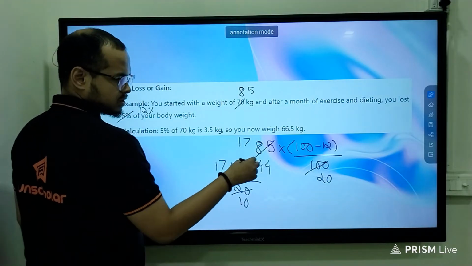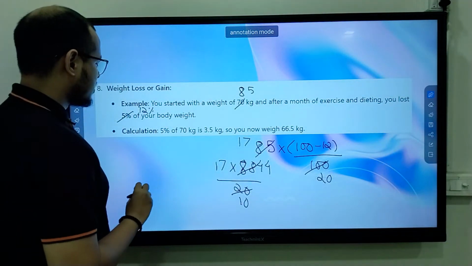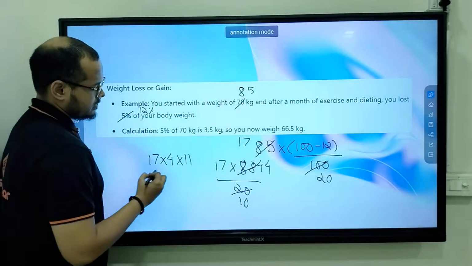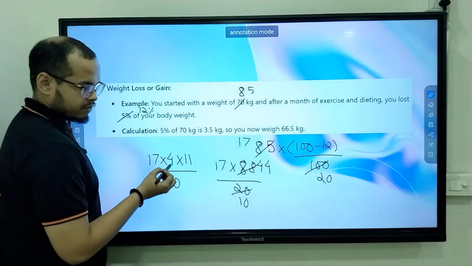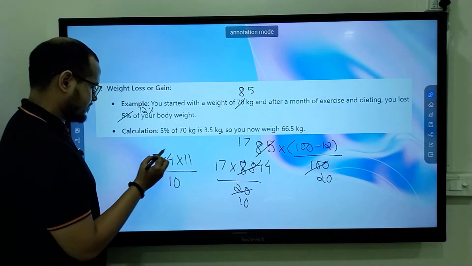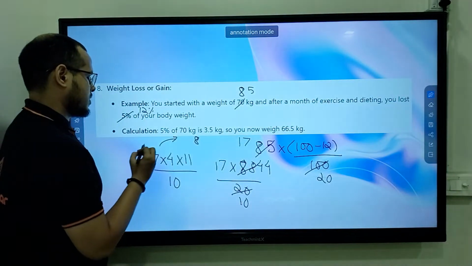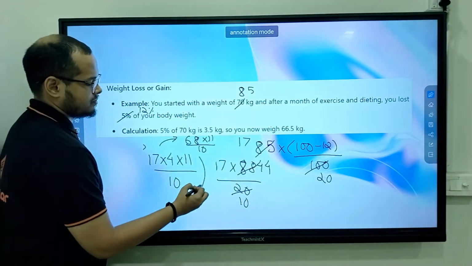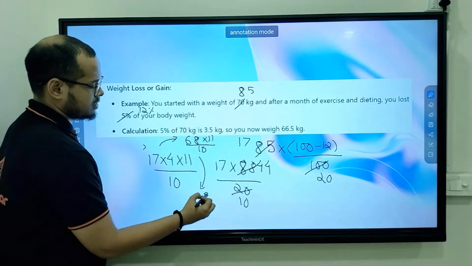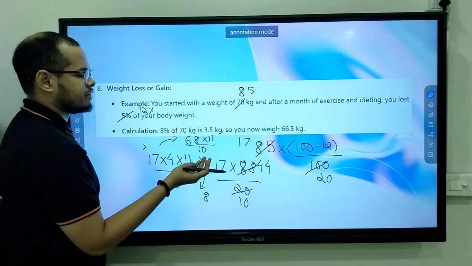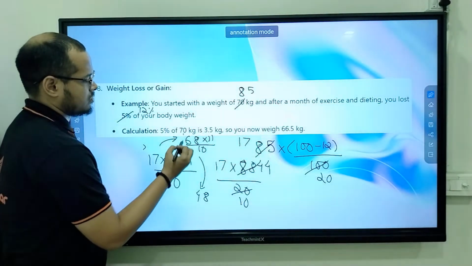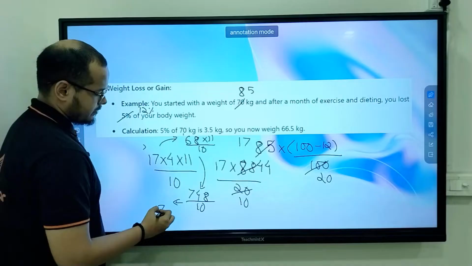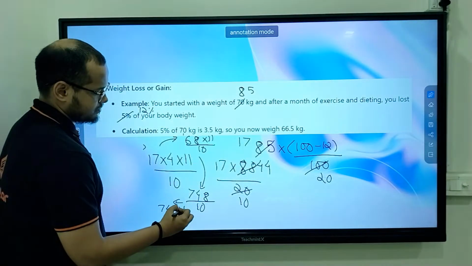Now I don't want to calculate the entire thing. So what I will do is 17 into 4 into 11 by 10. 17 into 4, we all know what that is. Let me write it here: 68. 68 into 11 by 10. Now this is 8, 6 plus 8, 14, 4 carry 1, 748 by 10. So my weight is now 74.8 kgs.